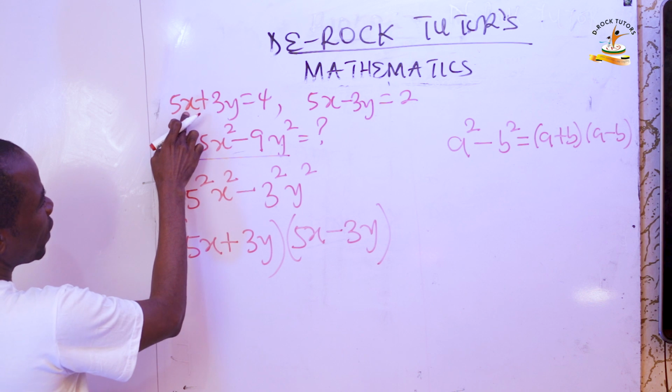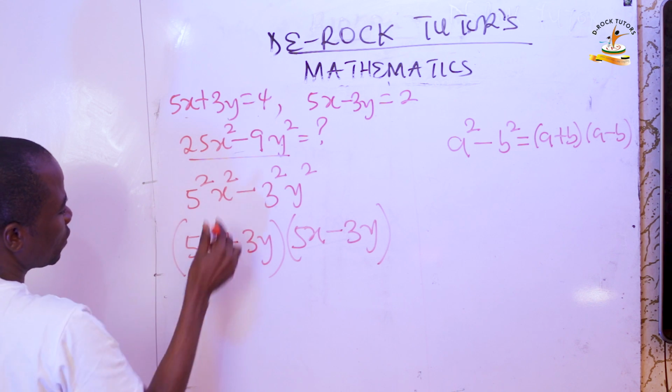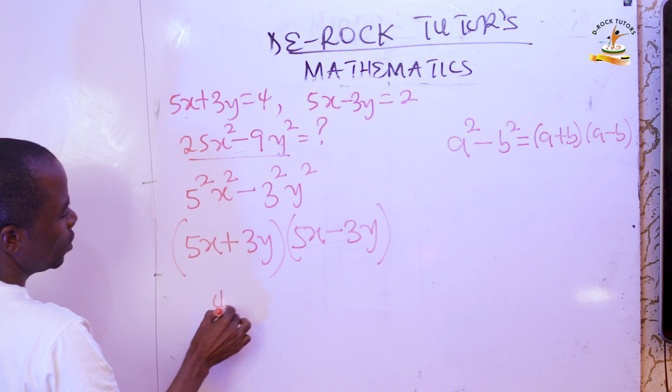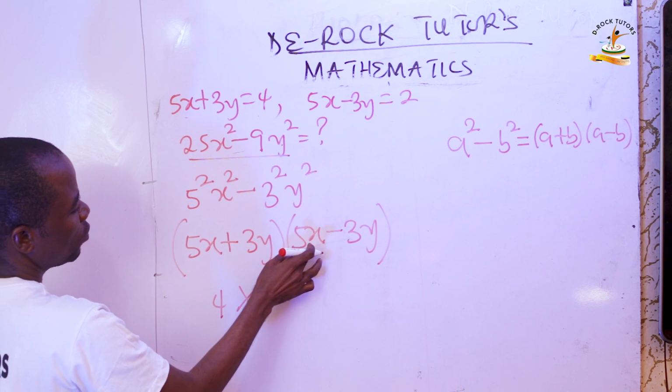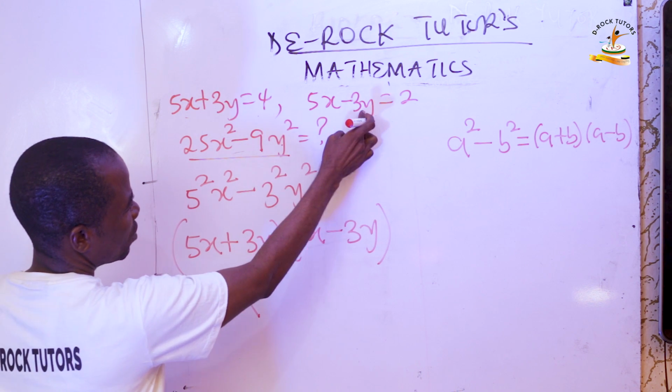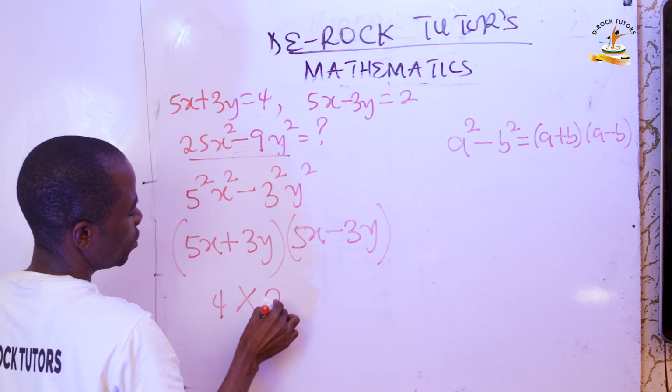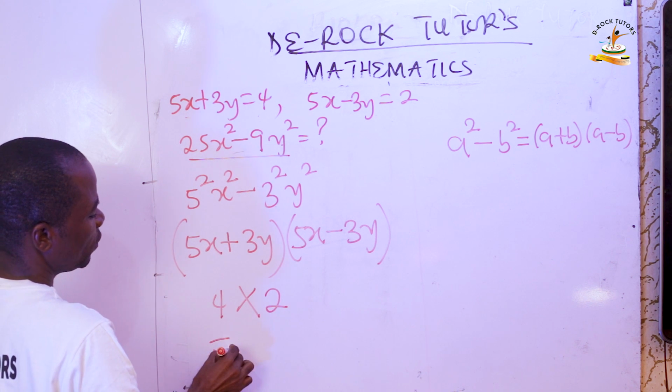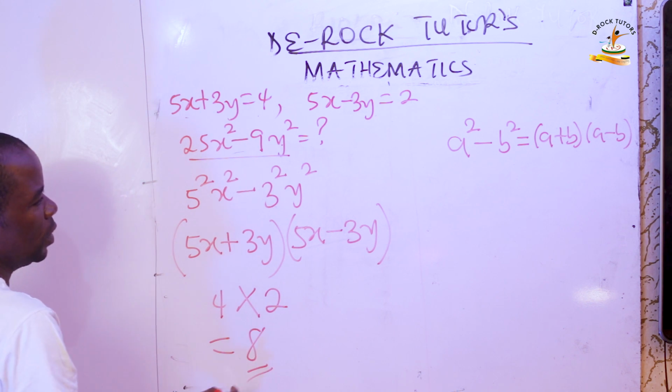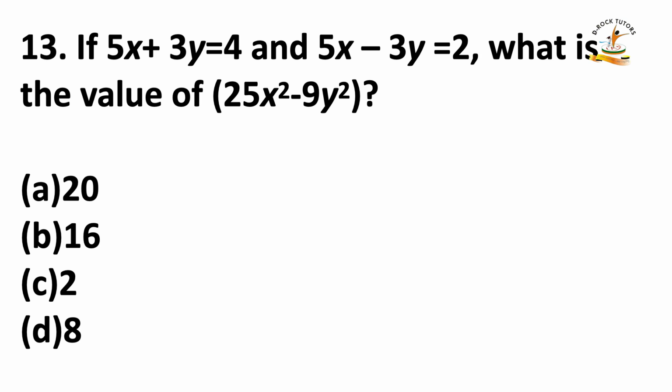If you look at this, 5x plus 3y has been given as 4. So we represent this one by 4. Then times 5x minus 3y, that 5x minus 3y has been given as 2. Multiplied by 2, and everything gives us 8. So 8 is our correct answer, option D.